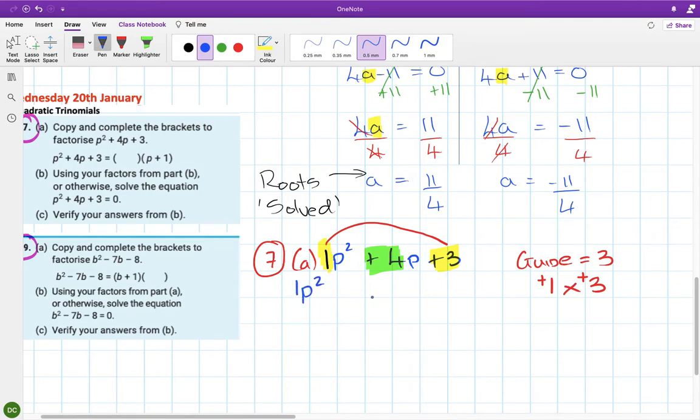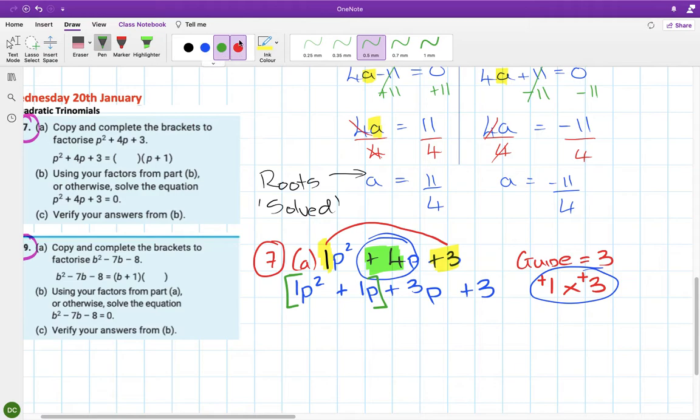So we leave the p squared alone. We're going to split this up using this. So my 4p becomes 1p and 3p, and then the 3 at the end. I then split it into 2 groups, first 2 and the second 2. Okay, so common factor in the first one is 1p, and then I open up my bracket and I divide both of these by the common factor.